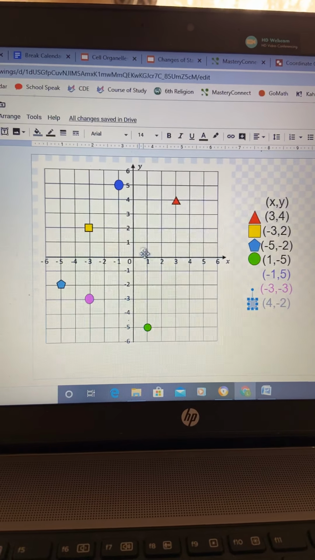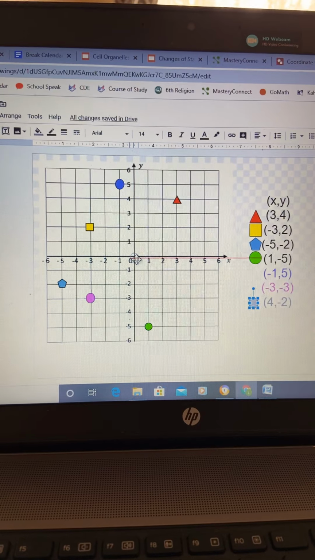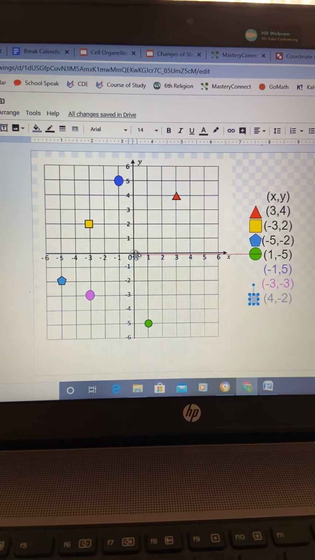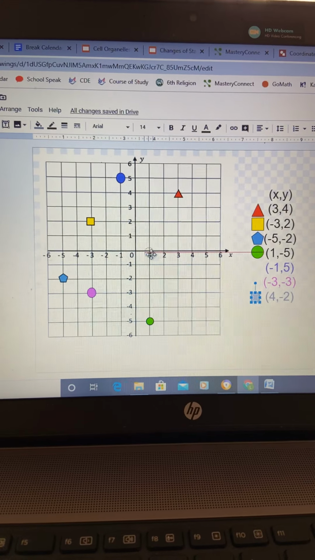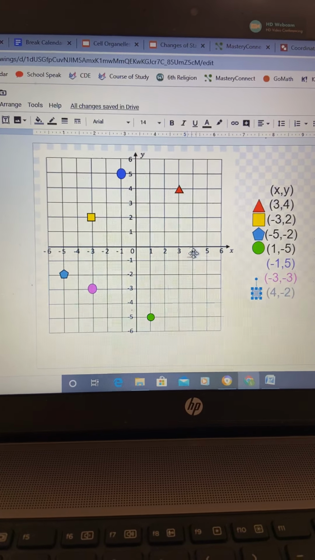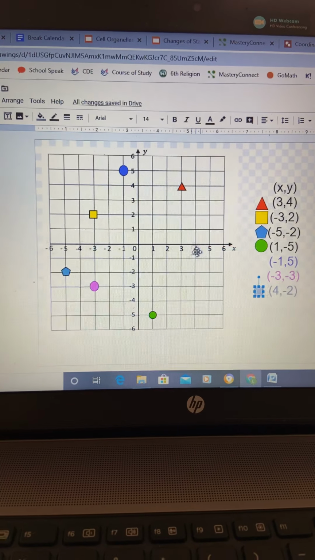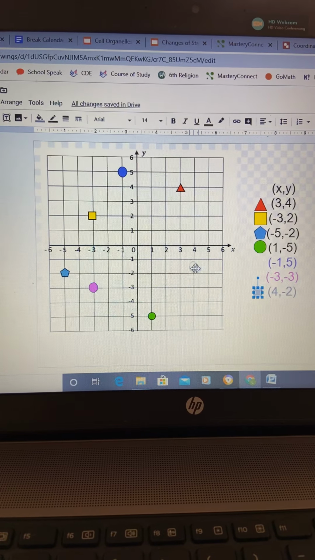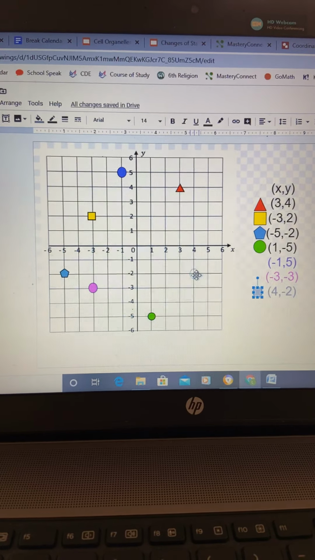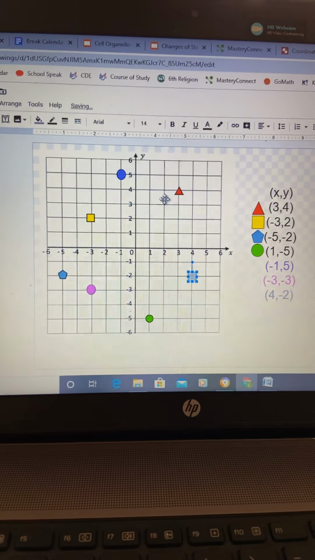So I always try to start at the 0 and then go. You can do whatever works for you, but that just kind of keeps me balanced, so I know I always have to go to the left or to the right first, okay? So I'm going to go over to 4, the x, and then down to -2. Boom. Okay.